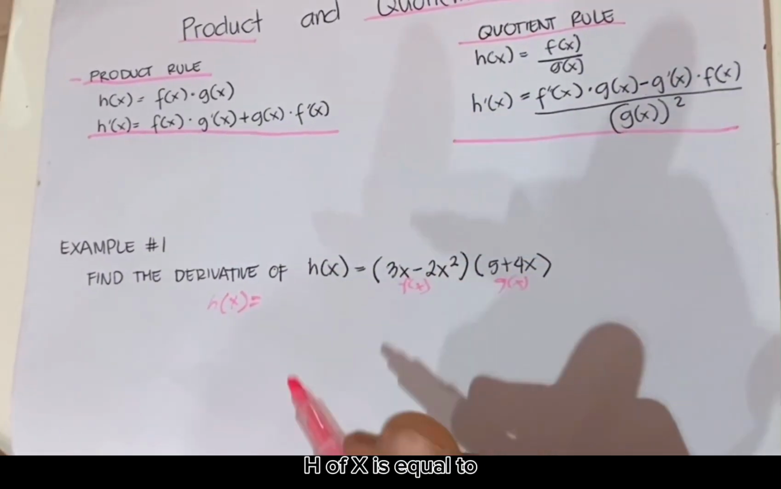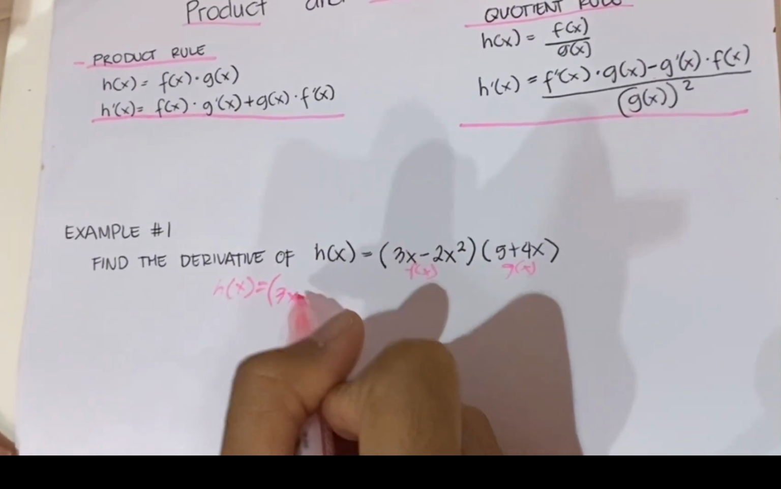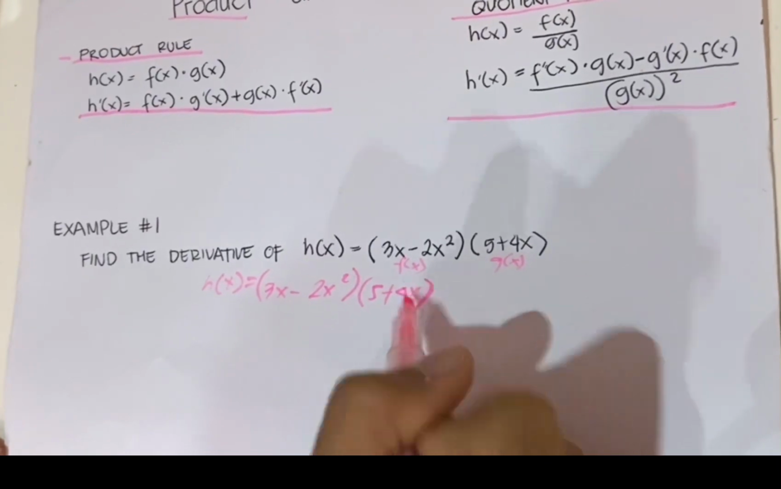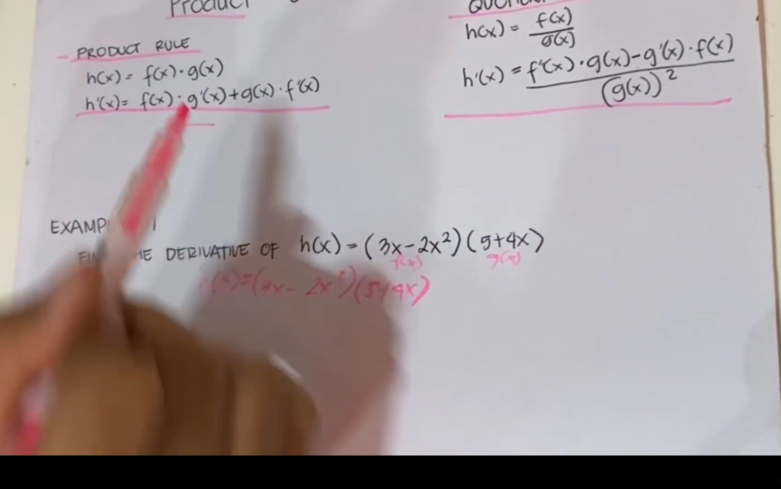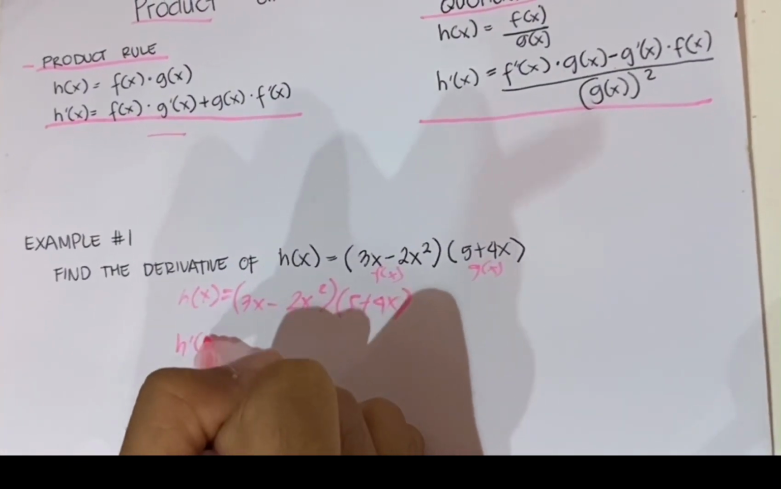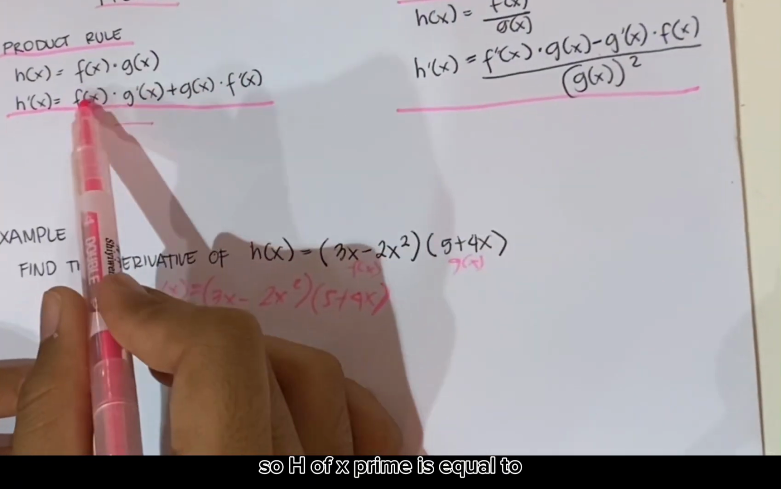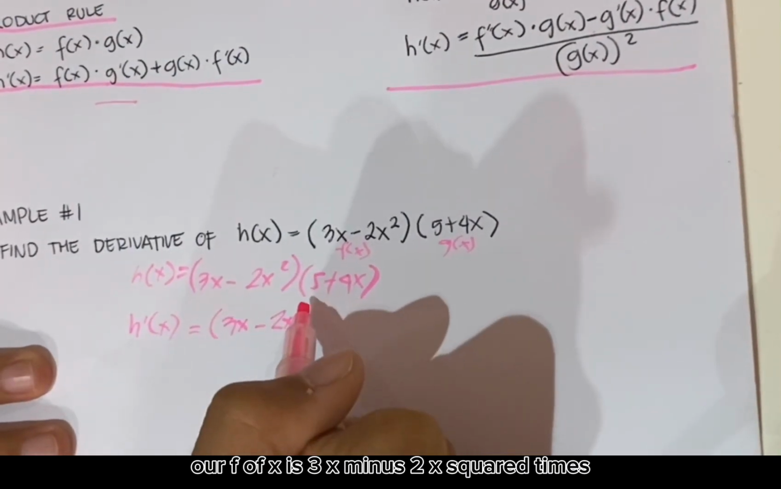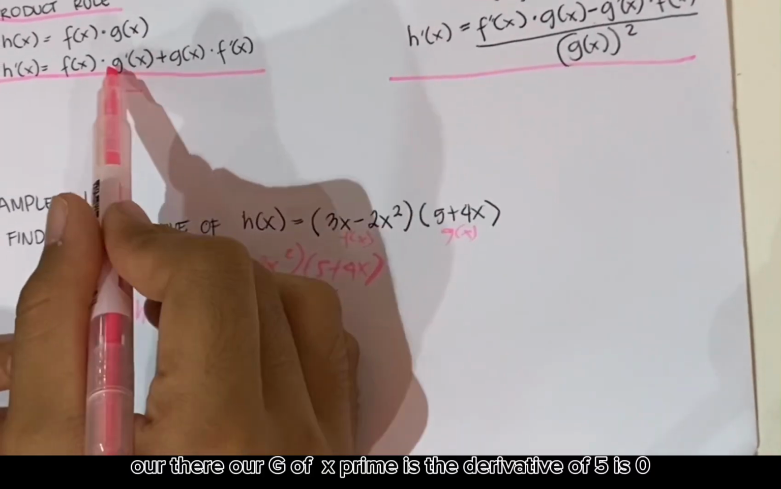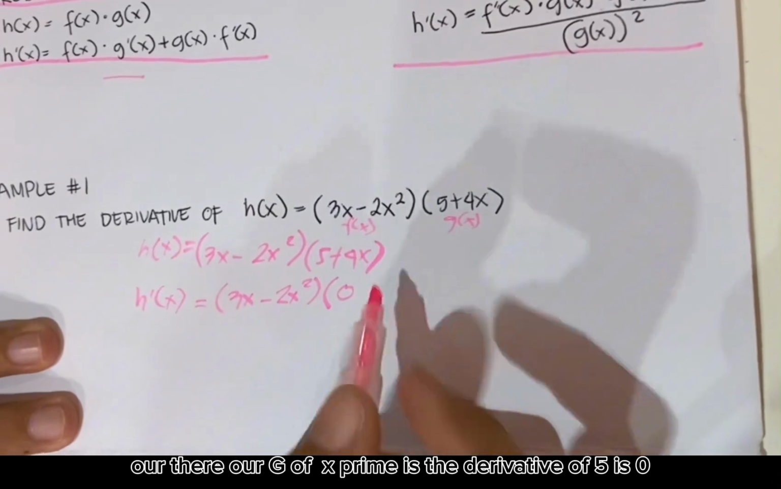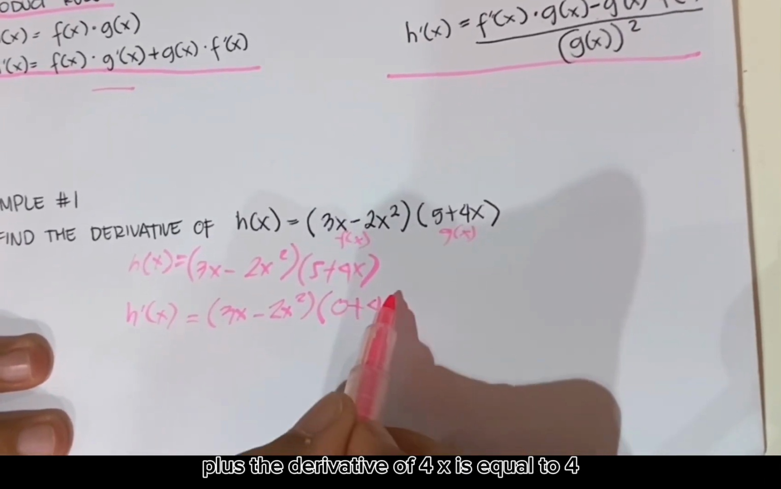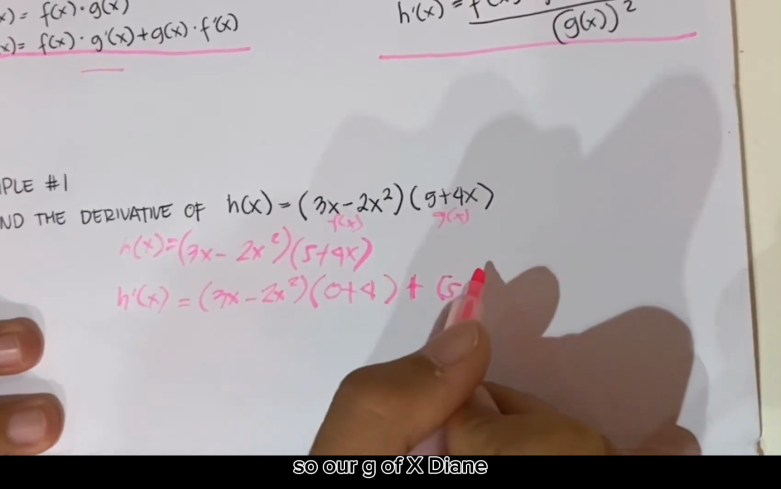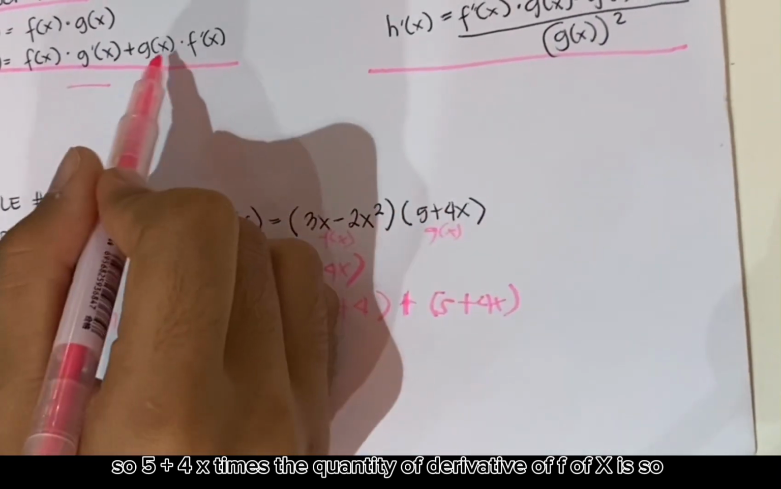So h of x is equal to 3x minus 2x squared, this is our f of x, times 5 plus 4x. So we will derive that one. So h of x prime is equal to our f of x, 3x minus 2x squared, times our g of x prime, the derivative of 5 is 0 plus the derivative of 4x is equal to 4. Then we will just copy the plus sign. So our g of x, 5 plus 4x, times the quantity of the derivative of f of x.